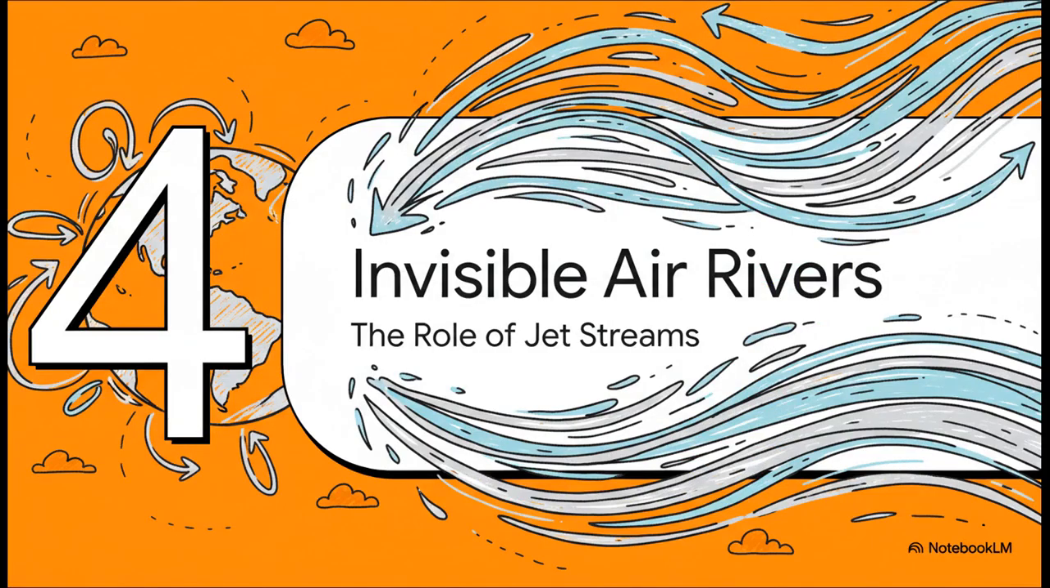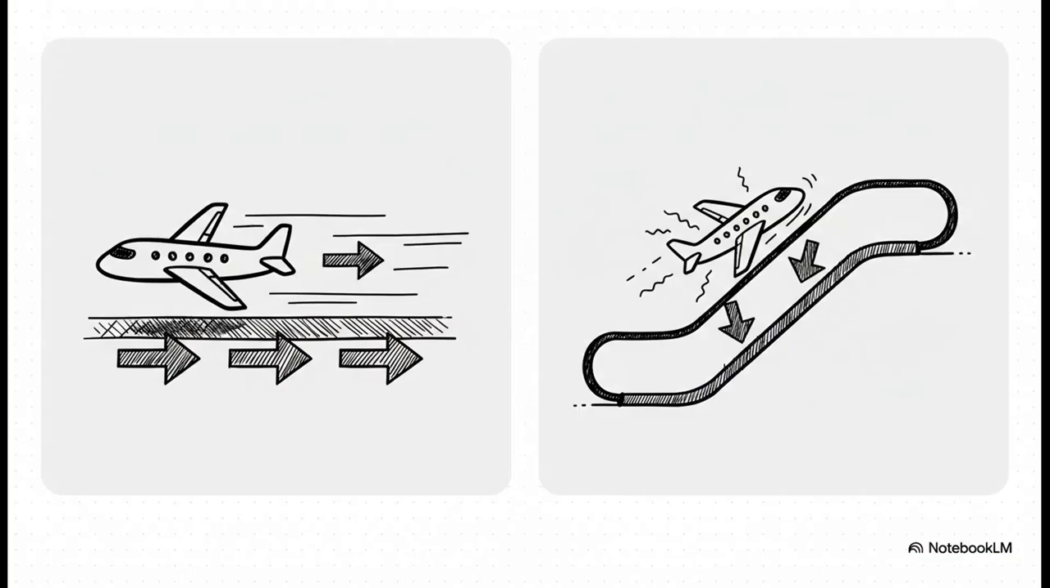But wait, it gets even cooler. The shape of the Earth is just step one. Pilots are also navigating through massive invisible forces in the atmosphere. We're talking powerful rivers of air called jet streams. So, think of jet streams like those moving walkways at the airport. If you fly with one, that's called a tailwind, you get this awesome free speed boost. But flying against one, a headwind, is like trying to run up the down escalator. It's going to slow you down and make you burn way more energy, or in this case, fuel.